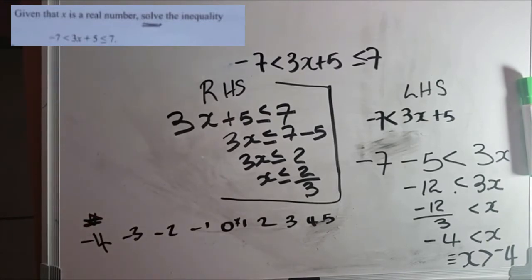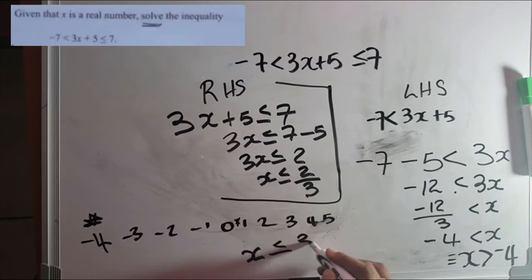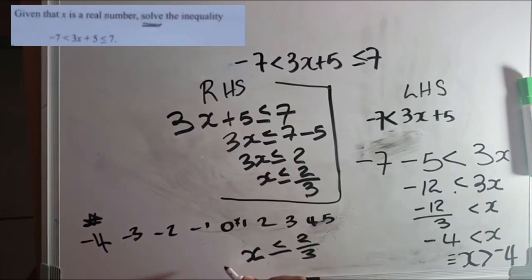So it's saying that x is greater than negative 4, so this way, but it is less than 2 over 3. So we're going to have x, the bigger one would go up front because this is positive, this is bigger than this, less than or equal to 2 over 3, and then over here we'll have the minus 4.